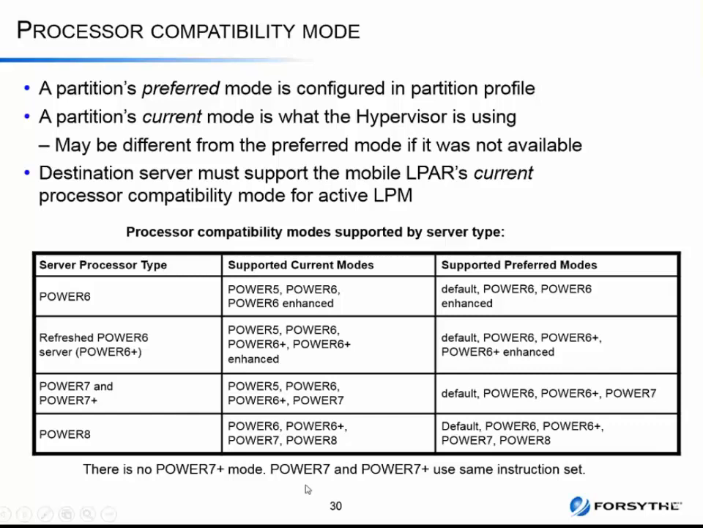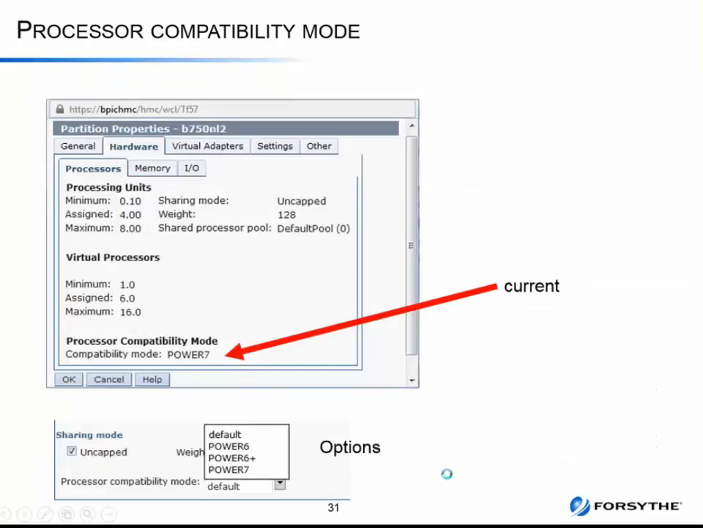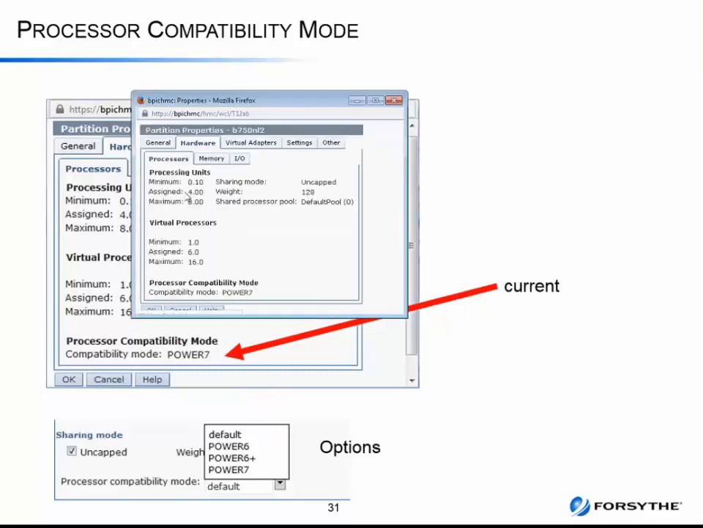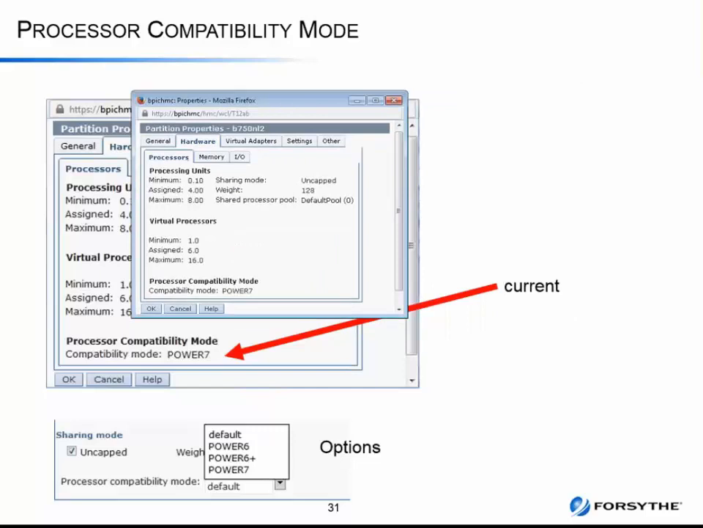And you notice at the bottom there's no Power 7 Plus mode because Power 7 and Power 7 Plus use the same instruction set. Power 6 and Power 6 Plus did not use the same instruction set. You can check the compatibility mode by looking at the LPAR properties, under hardware processors. So here we go. We'll go to hardware, and under processors down here you see my processor compatibility mode is Power 7, which is a 750B model, so I would expect that.